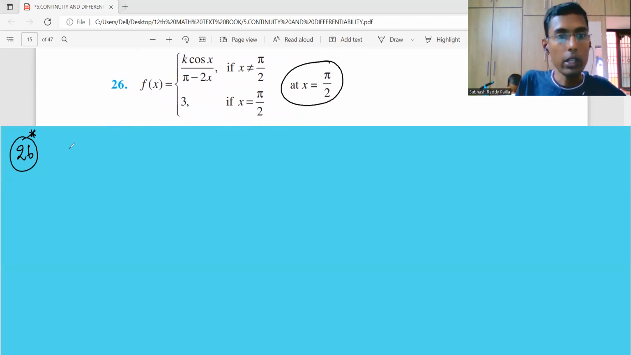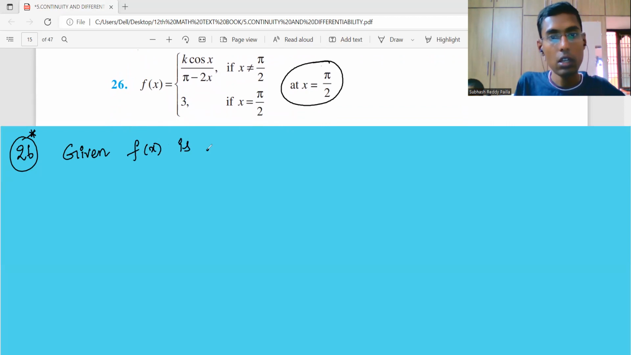So what is given? Now like this, given f of x is continuous at x equal to pi by 2. That's what is given. So what does it mean? Here left hand limit, right hand limit is not there.